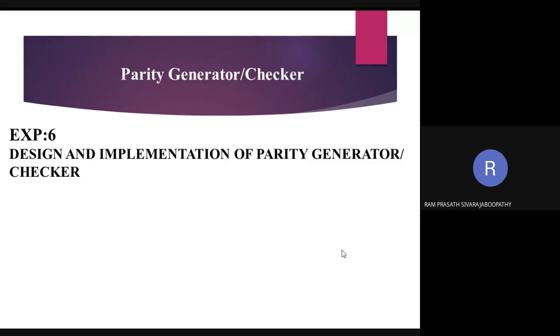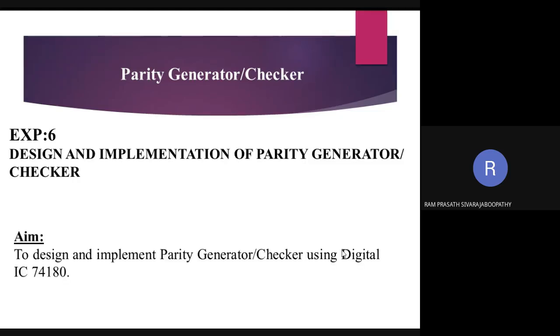Okay, so now we will discuss the parity generator checker. So design and implementation of the parity generator checker. This single IC 74180 can be used to generate the parity bit as well as to check the parity. See, on the transmitter side we said we have to use a generator. On the receiver side we have to use a parity checker. Both circuit operations can be achieved using this single IC 74180.